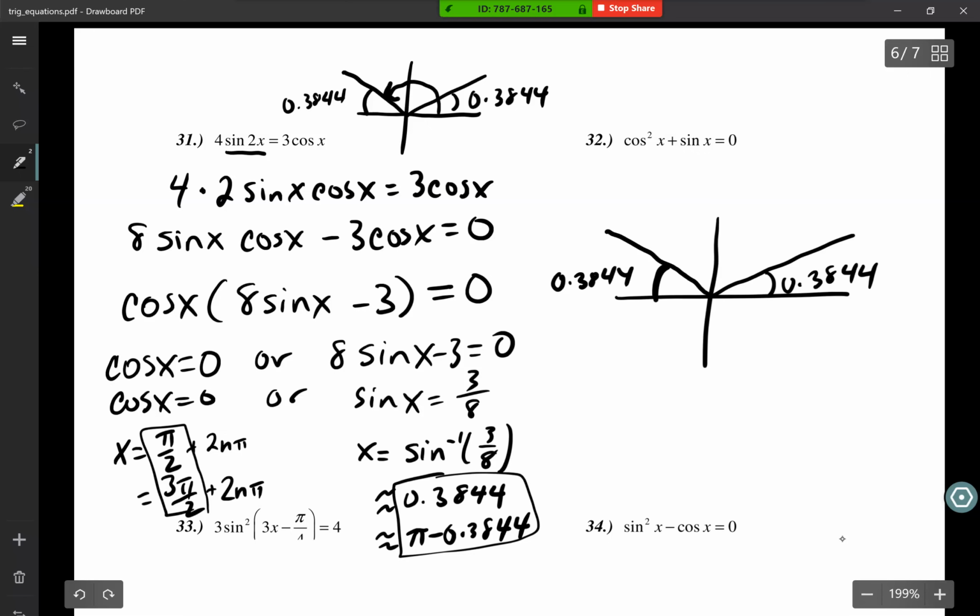Okay. But remember, when we measure our angles, we always measure from positive x-axis around this way. So if I want to know what this angle is, that quadrant 2 angle, all the way, if I went halfway around, that would be pi. But I don't want to go all the way to pi. I want to stop short. And this is how much short I want to stop. So I take that pi and subtract off the 0.3844. Does that make sense? Yeah. Okay. Other questions at all?